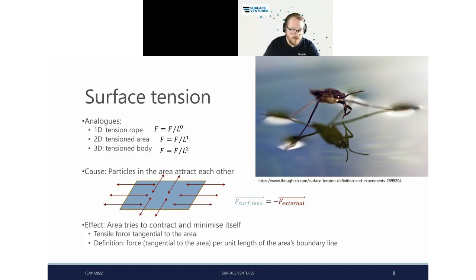Whereas if we have a 2D tensioned area, there is tension across the area. We can see there is a sheet in this little diagram, or we can think of it like a trampoline, effectively, where we have balanced forces between the surface tension and the external forces keeping it taut and applying tension to said trampoline.